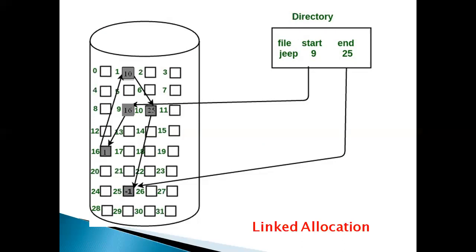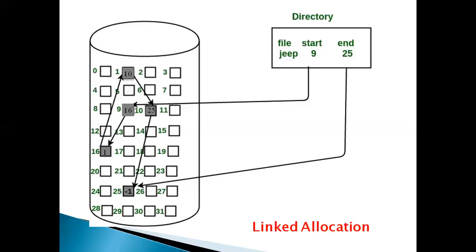So creating a file is easy in the linked allocation. There is no external fragmentation in the linked allocation because there is no wastage of memory, so any free block can be utilized. There is no need to declare the size of the file when it is created. In the contiguous allocation, when we are creating a file, it is necessary to declare the size of the file. But in the linked allocation, there is no need to declare the size because we are creating a pointer.